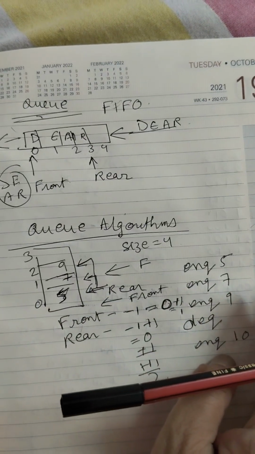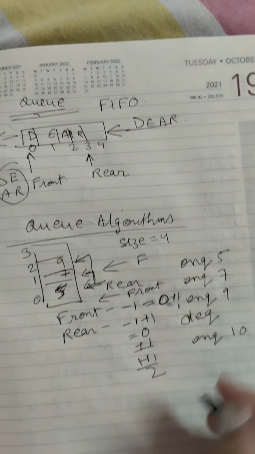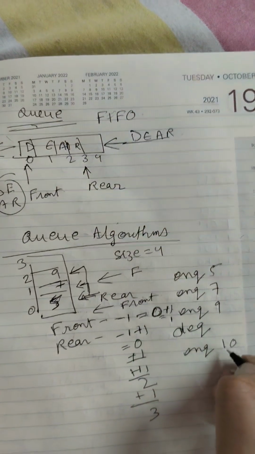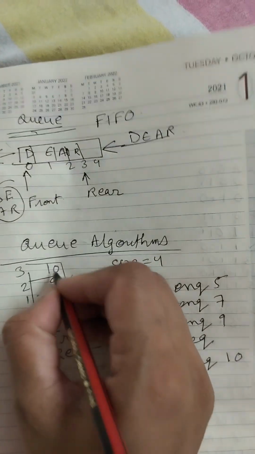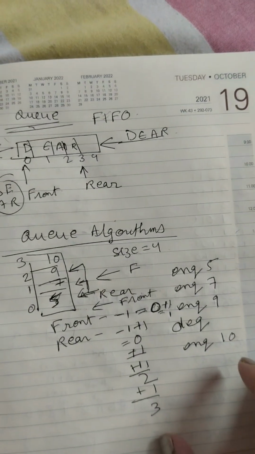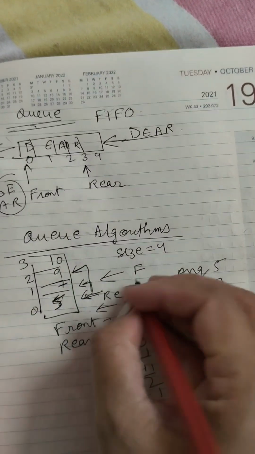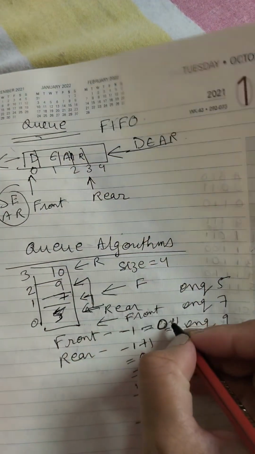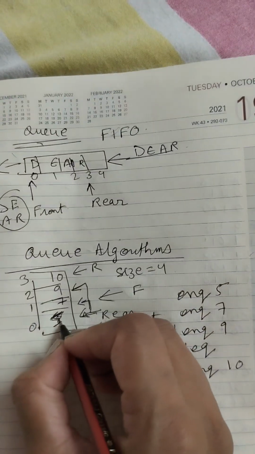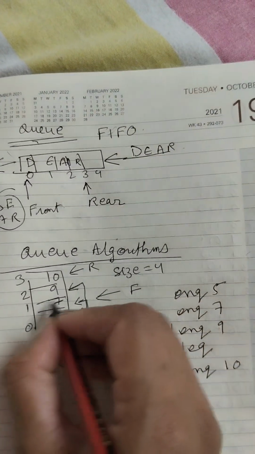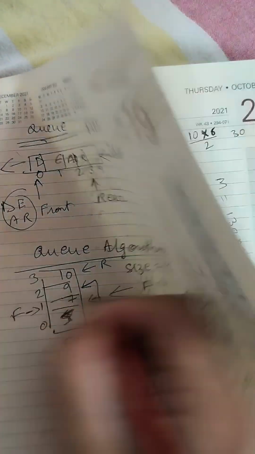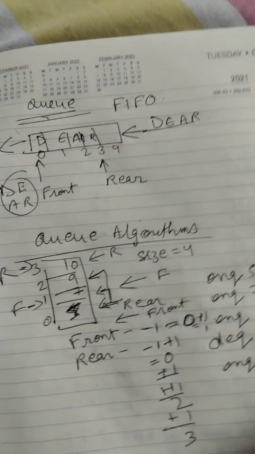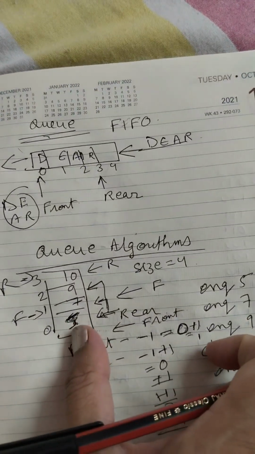Now the next enqueue will come. Again we will increment the rear by 1. It will become 3, and at the third position I will put the value 10. Now the rear will point here towards 10 and front is pointing towards 7. This value has already been read. At this position we have front, and at this position we have the rear. This is the updated status, and this 0 position is empty.